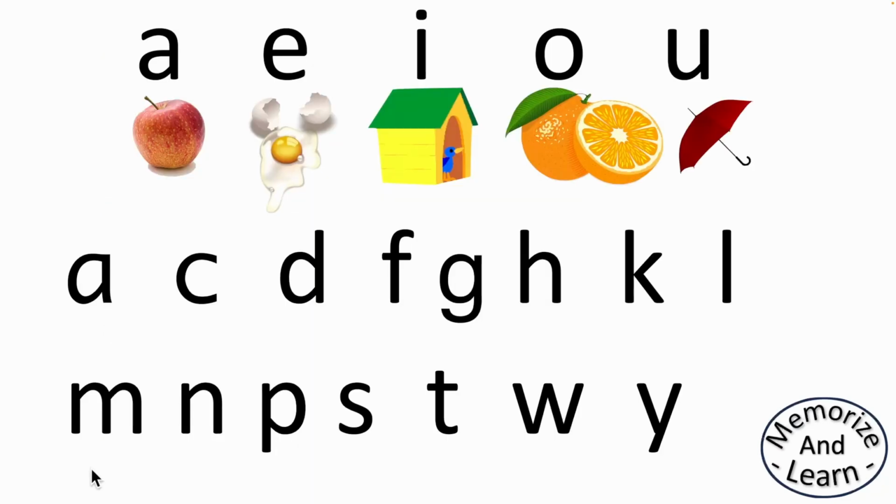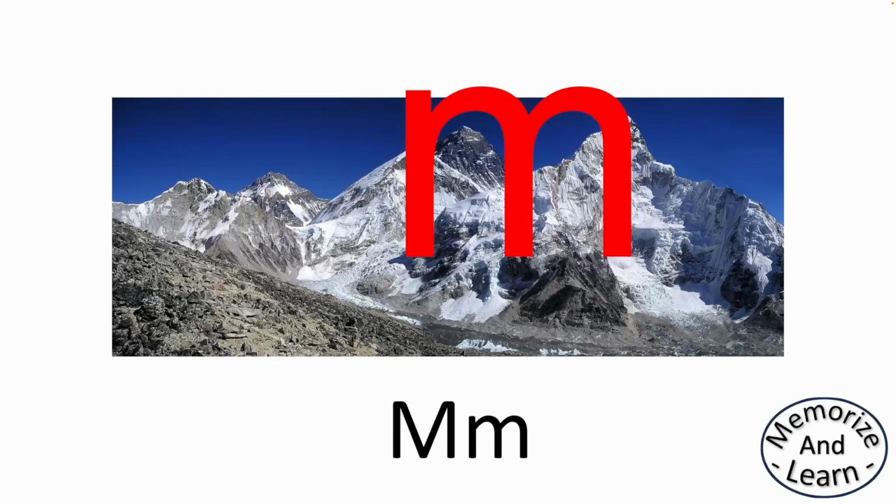When you say the name of the letter M, you can hear the sound M at the end of the name, M. The word mountain begins with the sound M. There's a capital M and a lowercase m.